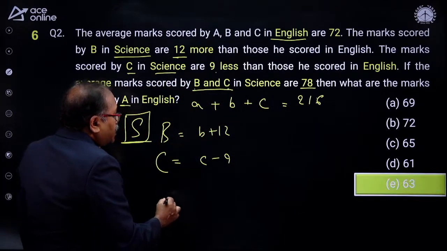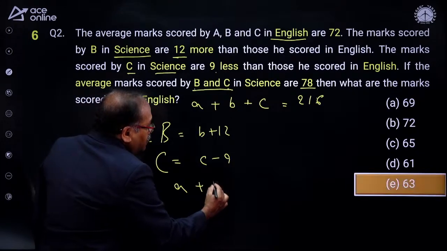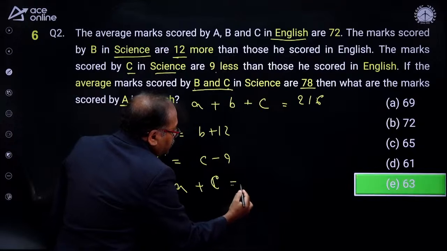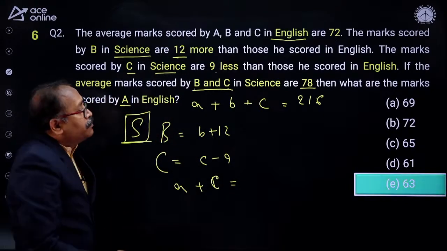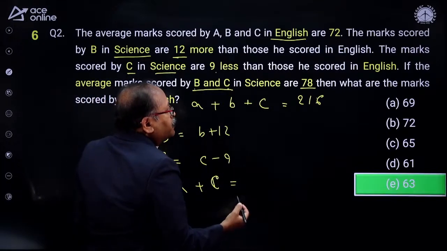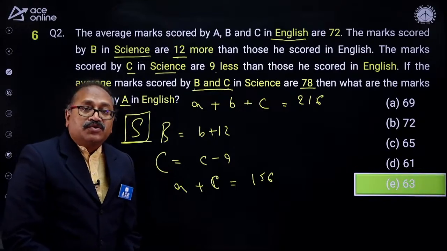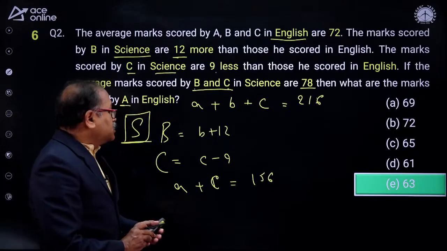What will be the total of B and C? So the total of B and C in science we are talking about. So B plus C will be the double of 78. So that is 156. There's the total. So how do we now answer the question?